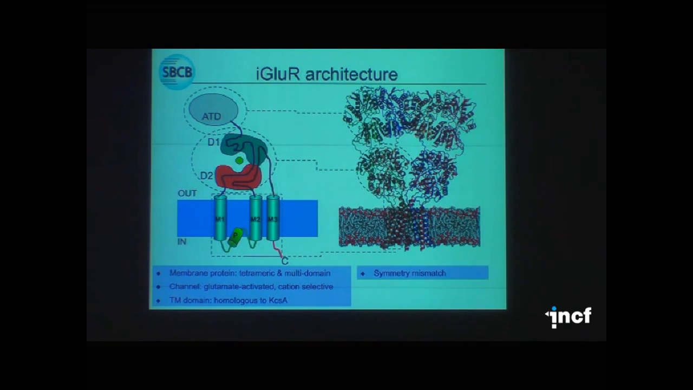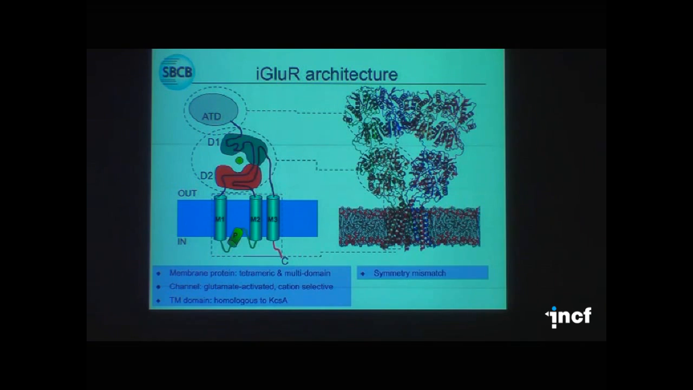And now one thing that's quite interesting about this molecule as well is there's a symmetry mismatch. So in the membrane we have true fourfold symmetry, whereas upstairs, if you like, it's really arranged as a dimer of dimers, okay? So that poses interesting questions about the activation mechanism of that.